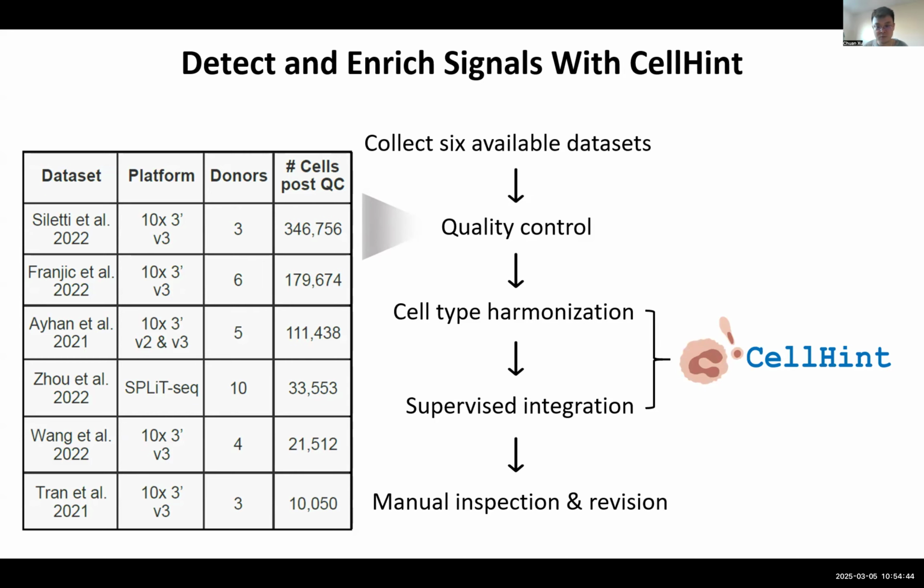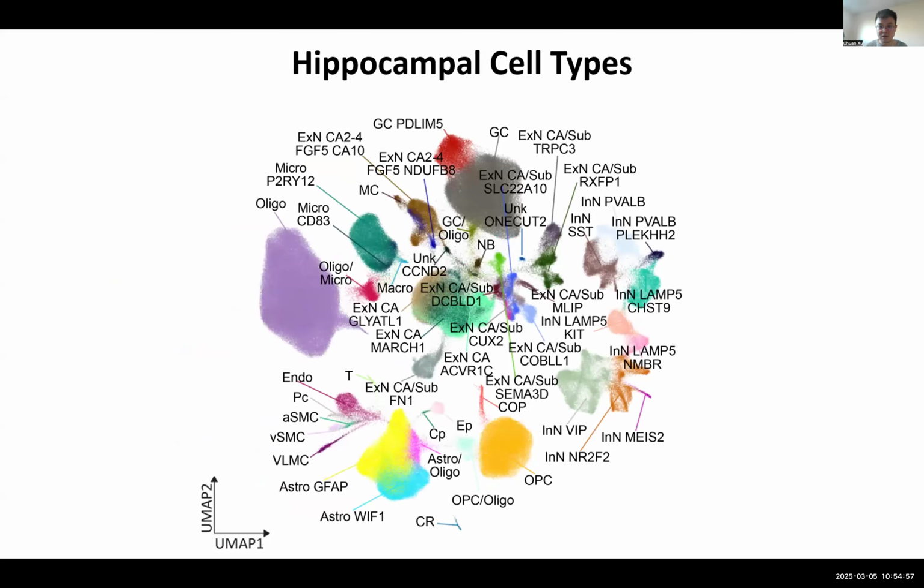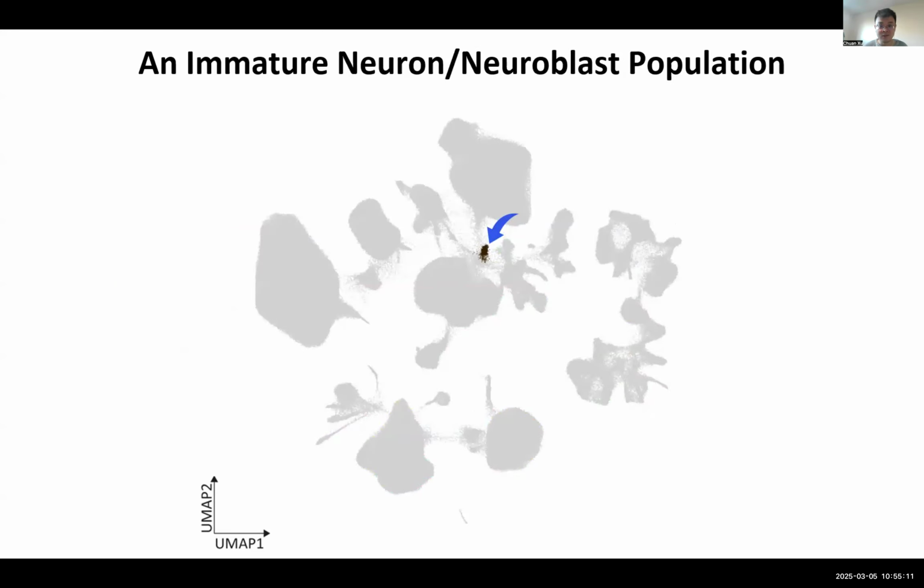This simple approach works quite well because, as you can see, the batch effects from different donors were significantly mitigated. And more importantly, using CellHint, we can detect 51 cell types and subtypes in the adult human hippocampus, including excitatory neurons, inhibitory neurons, glial cells, and their detailed subtypes. And we indeed detect the immature neuron and the neuroblast populations in this dataset, as shown here.